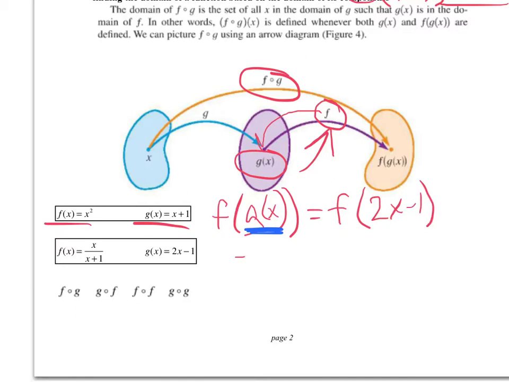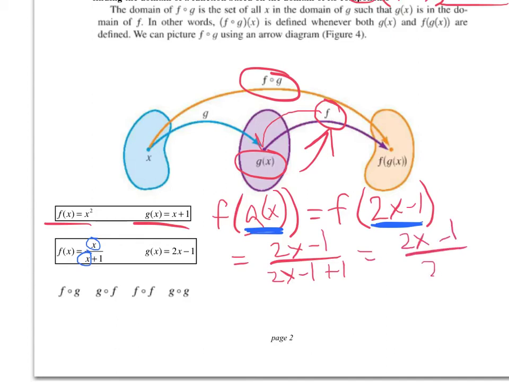All right, and so now we're going to calculate f of 2x minus 1 by substituting 2x minus 1 into the function f wherever we see x. So we have x right there, and we have x right there. I'm going to put 2x minus 1 in those two places. So we get 2x minus 1 over 2x minus 1 plus 1. And when we simplify this, we get 2x minus 1 over 2x. And we see that the domain of this function is all real numbers except x equals 0.